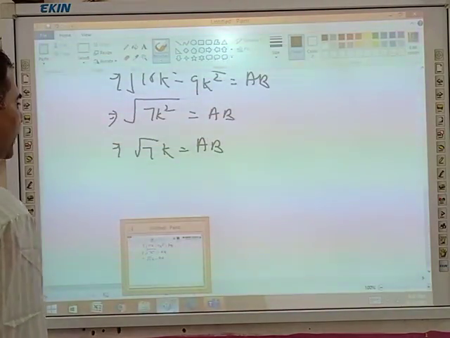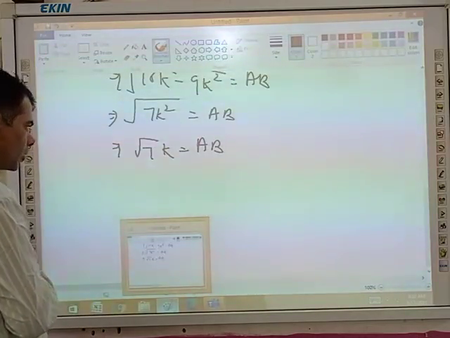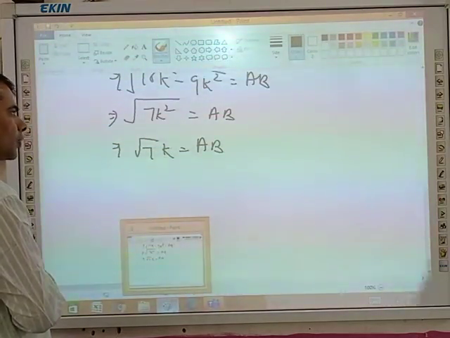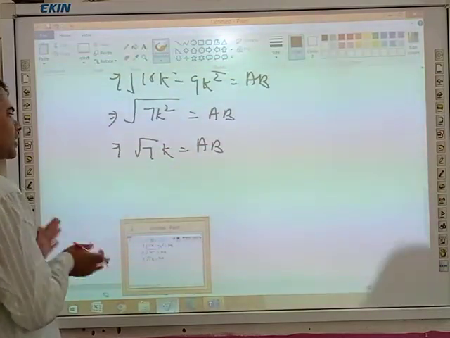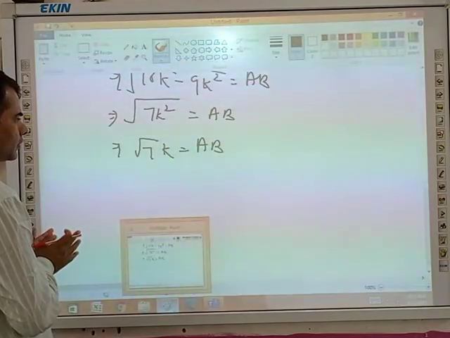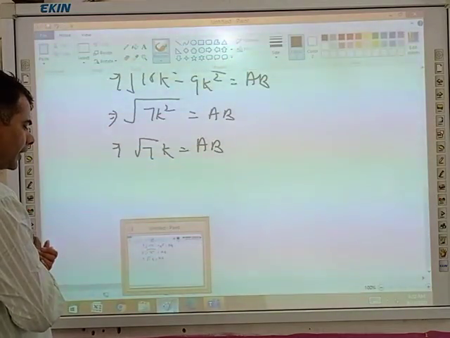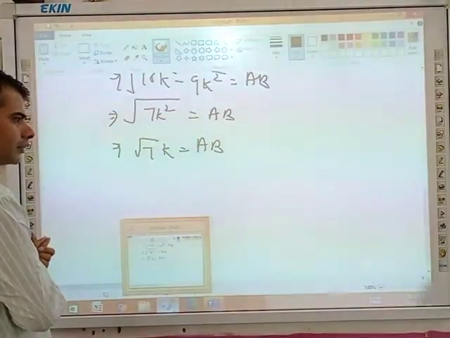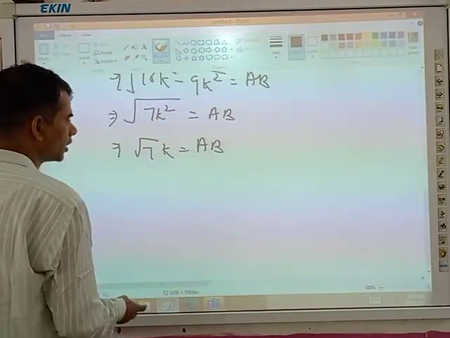Sir, but the constant comes first. Listen, k root 7 you can write as root 7k. Root 7k and k root 7 are the same. Any doubt? Any problems? No, sir.